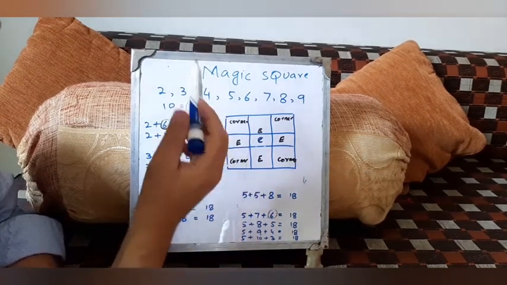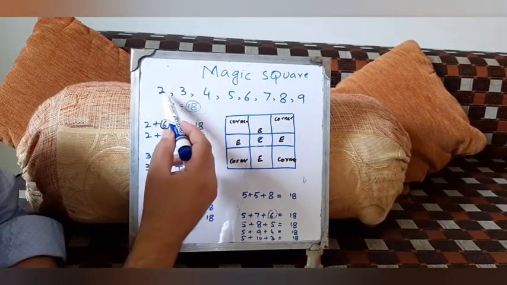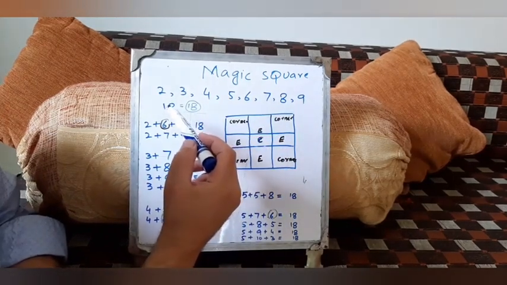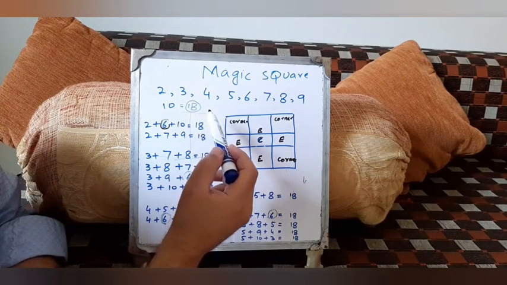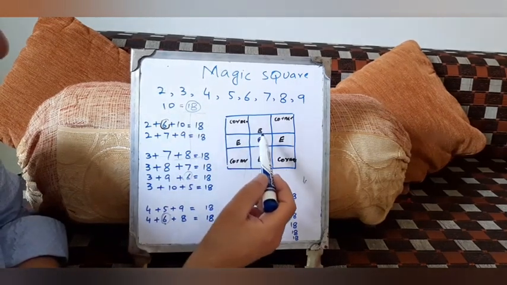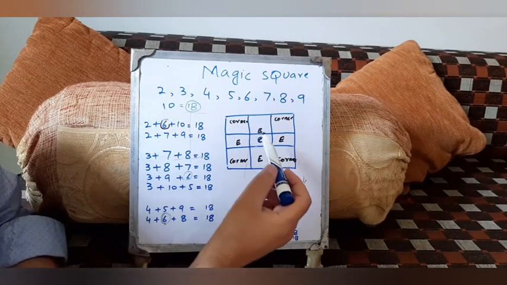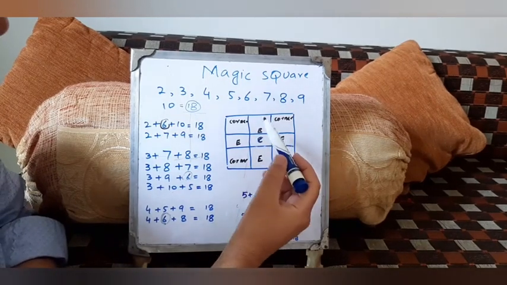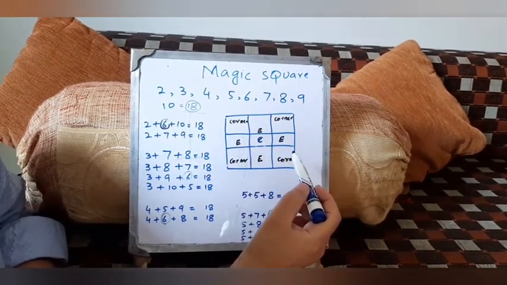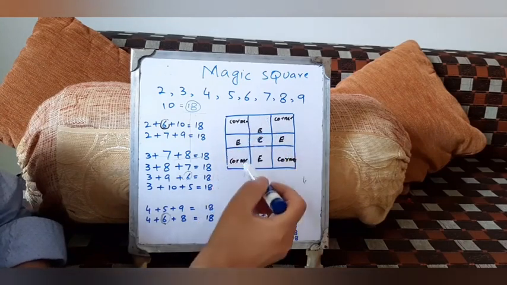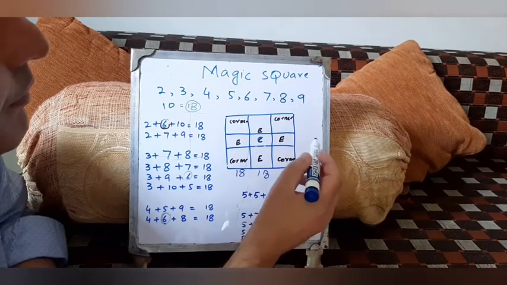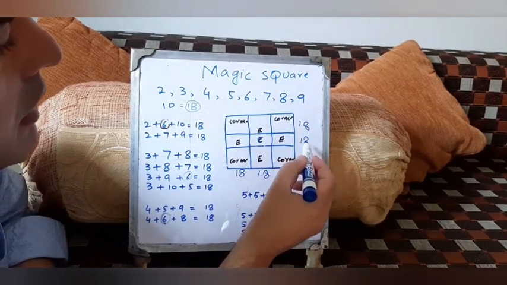Now these are the numbers given here: 2, 3, 4, 5, 6, 7, 8, 9, and 10. And it's a magic square of 18. So if you want to solve this, you have to put the numbers in this square in such a way that the sum of all the rows should be 18. The sum of all the columns should be 18, on each and every side.